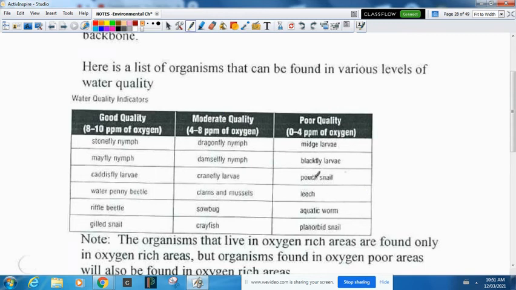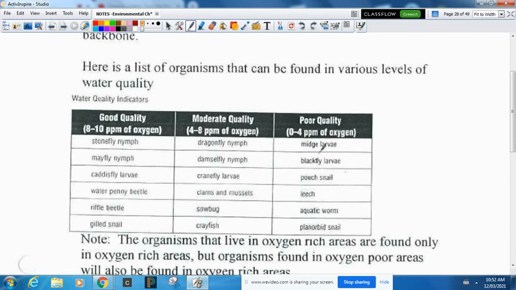So if the water quality is poor, you're going to find all of these here: the midge larvae, the black fly, pouch snails, leeches, aquatic worms, and planorbids. They can survive in low oxygen amounts. If you find all of these plus a sow bug and some crane fly larvae, then the water quality is moderate, 4 to 8 parts per million, because all of these are found in moderate quality, but these are found there too, right? It's an inclusive list.